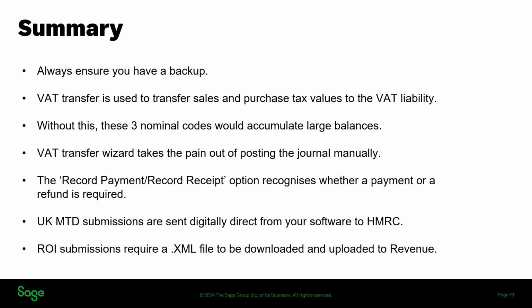However, the VAT transfer journal will take the pain out of posting it manually. You can just post it using the click of a single button in the VAT return. The record payment or record receipt option will recognise whether it's a payment or a refund required. So using that option is clever enough to post the right transaction for you. UK submissions are done straight from the software through a digital link, but Republic of Ireland submissions will require you to download the file and then upload that onto the Revenue Online service.